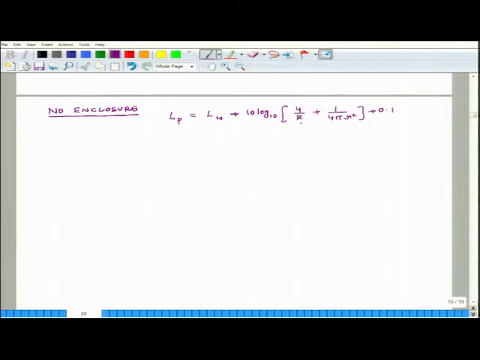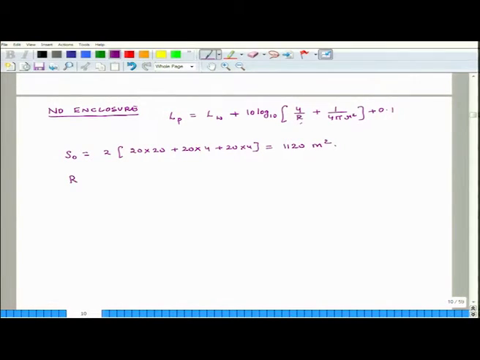And to compute the room constant, we have to find the internal surface area. So, what is the internal surface area of the room? This is equal to 2 times (20 times 20 plus 20 times 4 plus 20 times 4), and that comes to 1120 meter square.